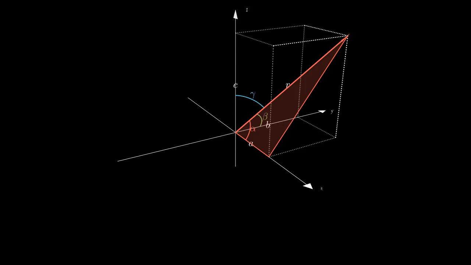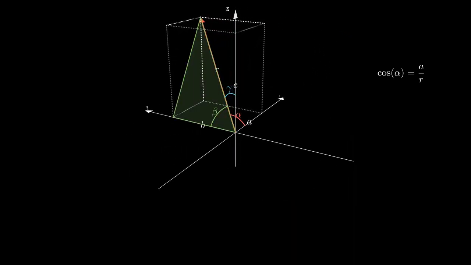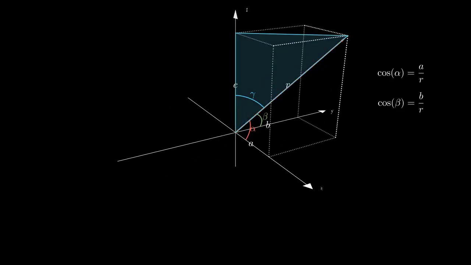From the highlighted triangle shown in the figure, cos alpha is A by R. A is the adjacent side and R is the hypotenuse. The highlighted triangle is in a plane that contains vector R and the x-axis, and it is different from the xy plane or xz plane. For angle beta, cos beta is B by R. B is the adjacent side and R is the hypotenuse. And for gamma, cos gamma is C by R, C being the adjacent side and R the hypotenuse.